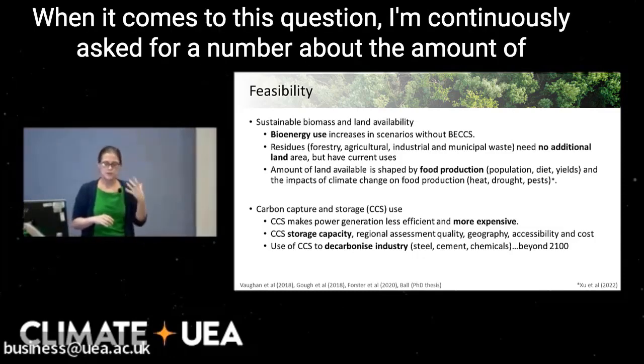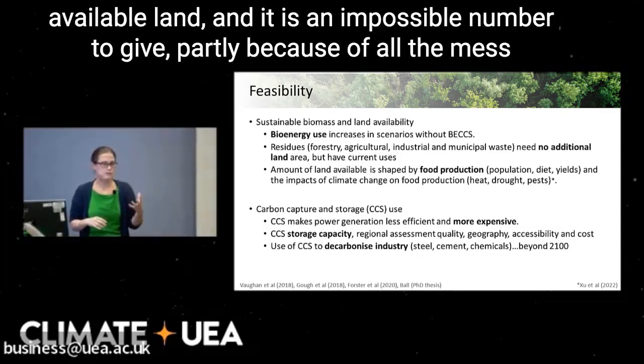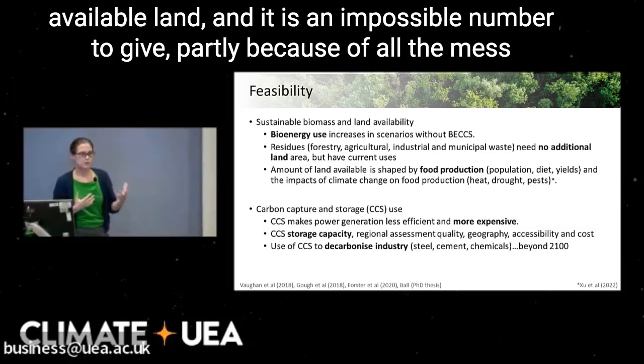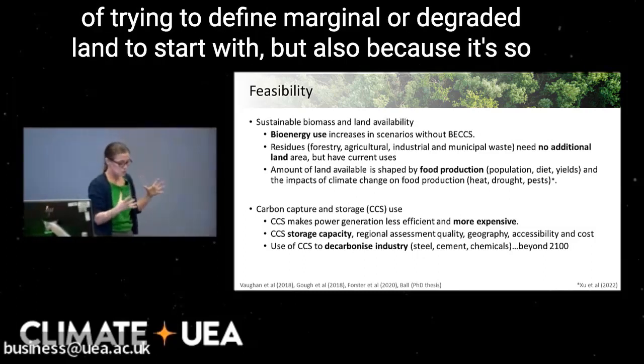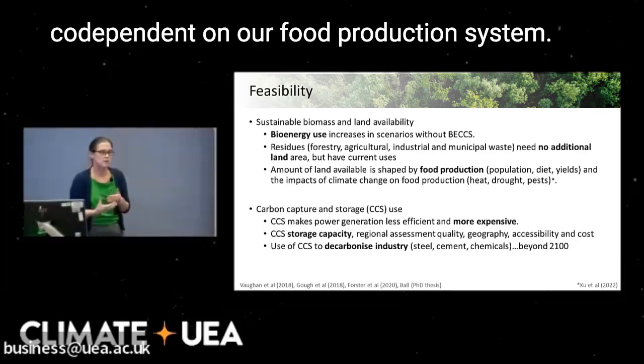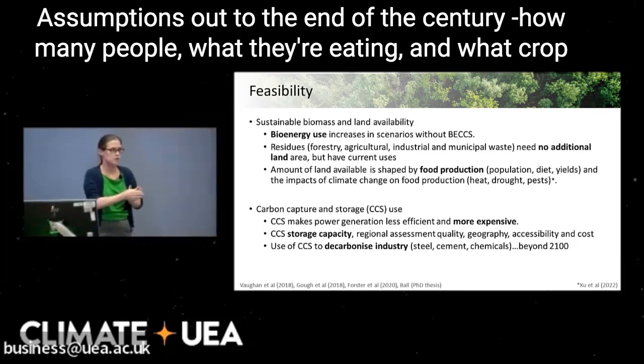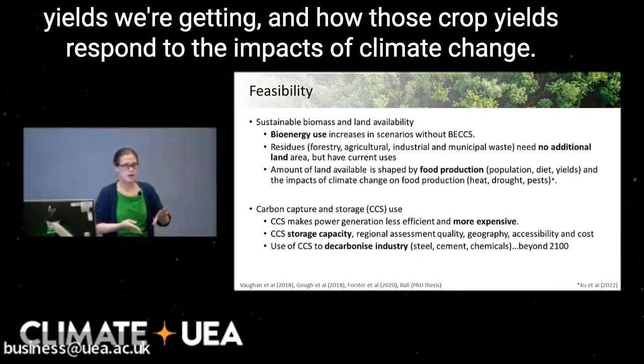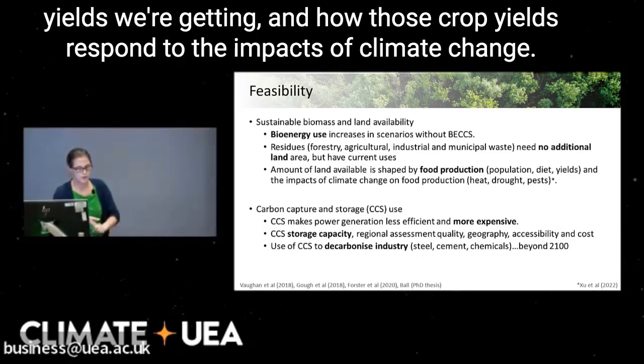When it comes to this question, I'm continuously asked for a number about the amount of available land, and it is an impossible number to give, partly because of all the mess of trying to define marginal or degraded land to start with, but also because it's so codependent on our food production system assumptions out to the end of the century. How many people, what they're eating, and what crop yields we're getting, and how those crop yields respond to the impacts of climate change.